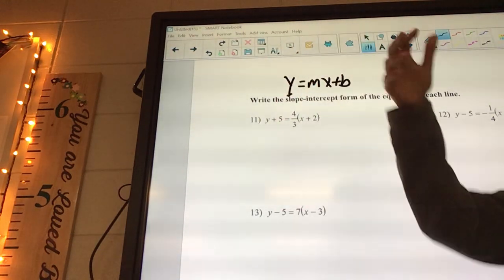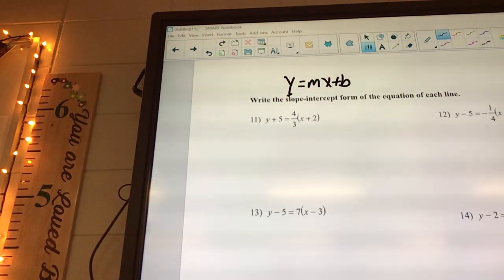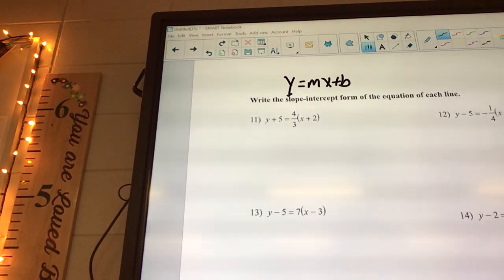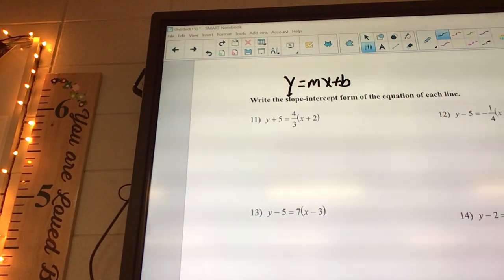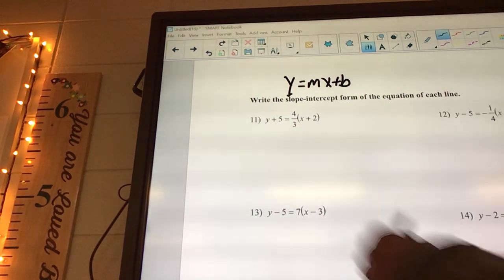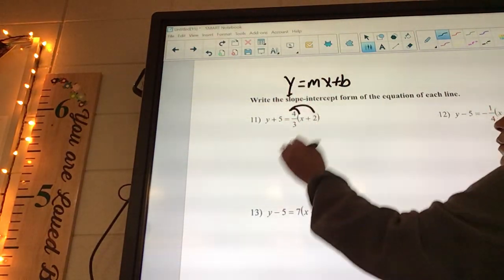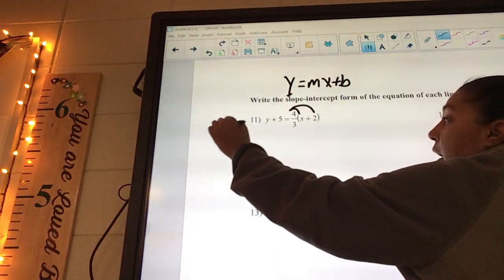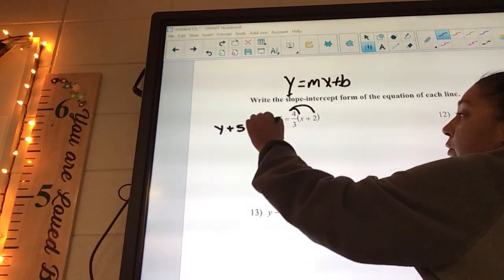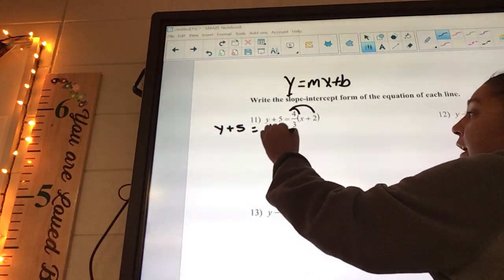okay, and so if we were looking at this like a regular old math problem, what needs done first? Parentheses. Okay, so our first step is going to be to distribute. So I got y plus 5 equals 4/3 x.